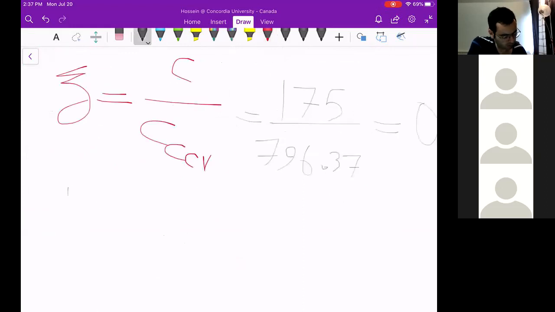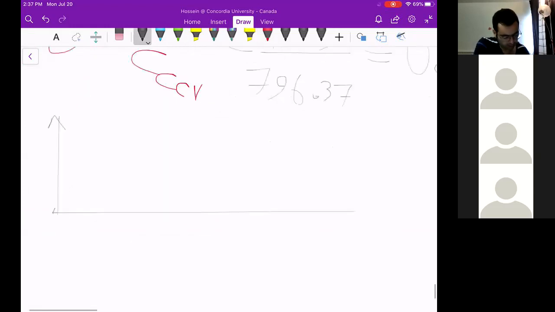The response of the system would be something like this. Initially, you have to indirectly understand that the initial displacement is zero. We have only initial velocity because there is an impact. Initial displacement is zero, so it will definitely start from zero.